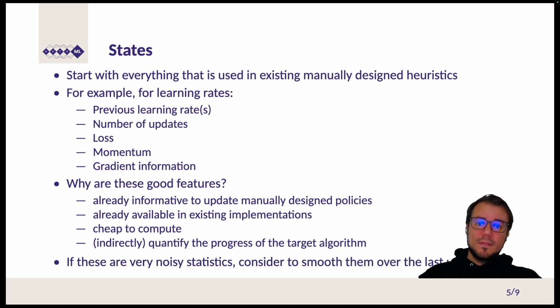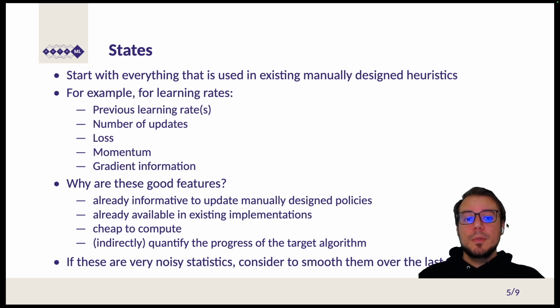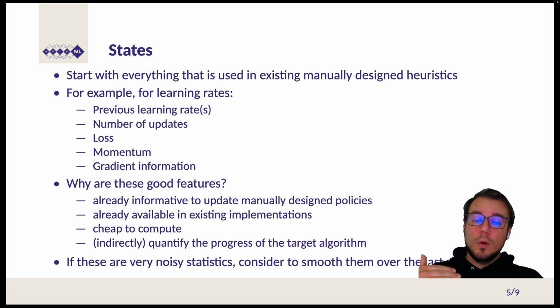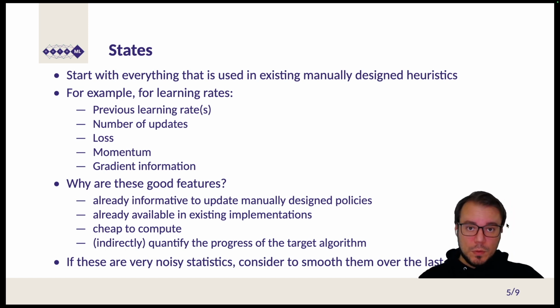If these state features are very, very noisy, you might want to smooth over them for a few steps because your reinforcement learning agent is set up to react to an observation, right? And if it reacts to all of these small noise changes, you might again induce a very bumpy schedule, which you might not want to have at all.